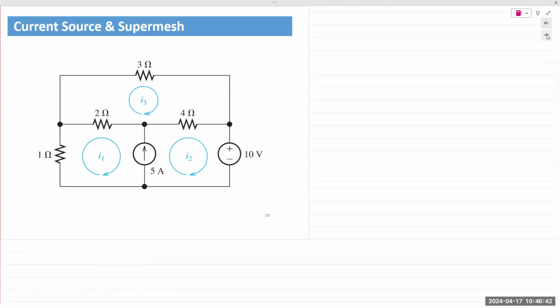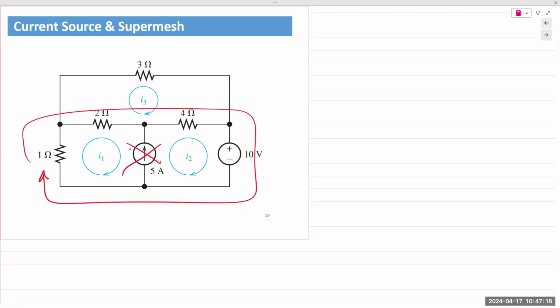If there is a current source in our circuit or in our mesh, we cannot describe the voltage across that current source. So in that case, we take two meshes and combine them together, and we create a super mesh. But the application is far simpler than the description. All you're doing is eliminating the current source, and instead of applying individual KVLs, you apply KVL around those two. That's all you're doing.